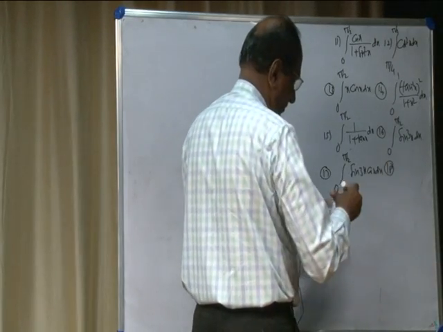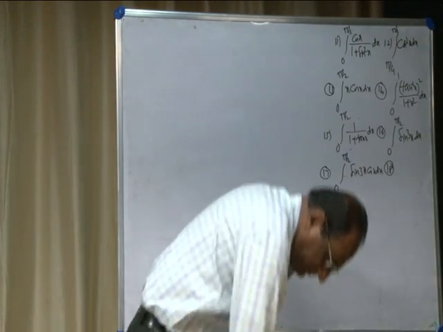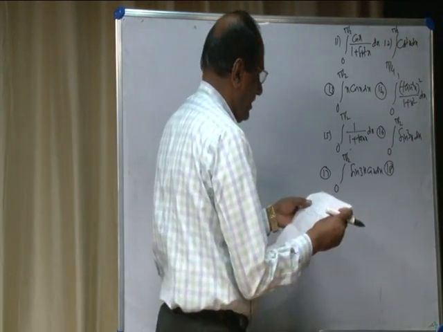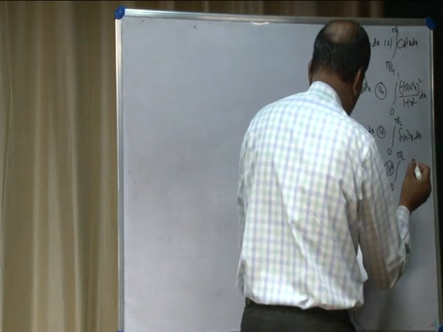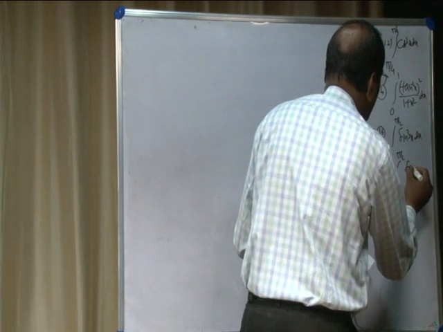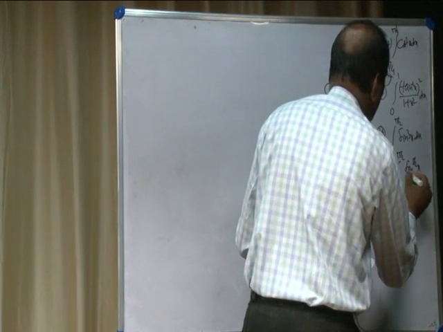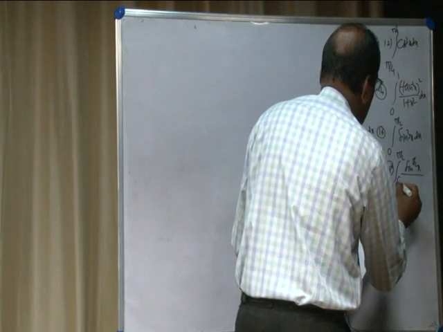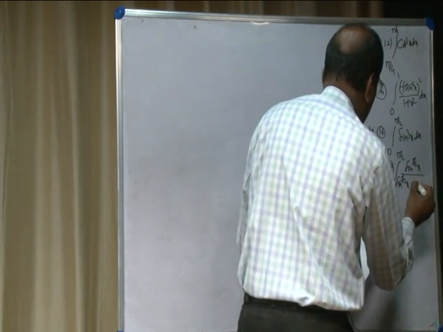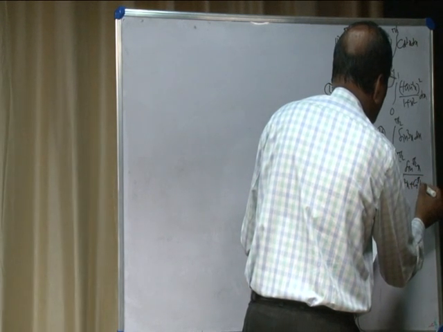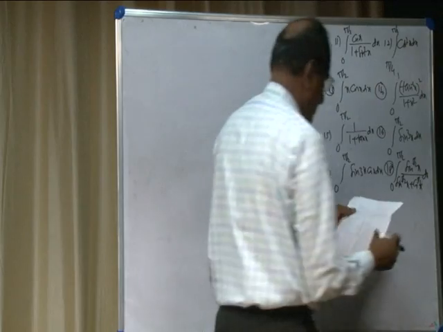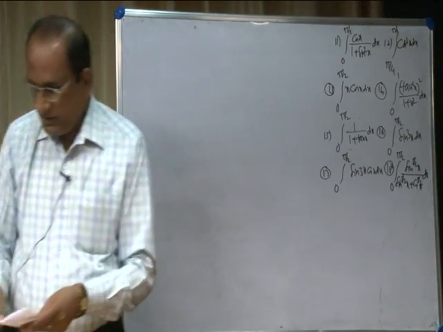18th problem: integral from 0 to pi by 2 of sin power 5 by 2 x divided by sin power 5 by 2 x plus cos power 5 by 2 x dx. So, note down these problems.